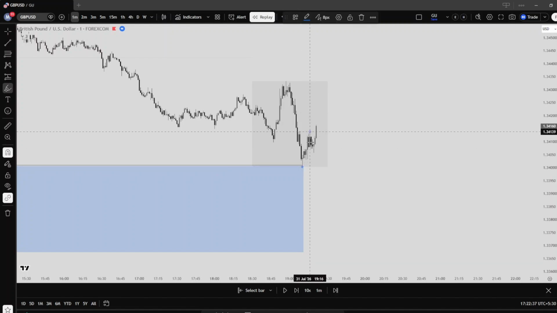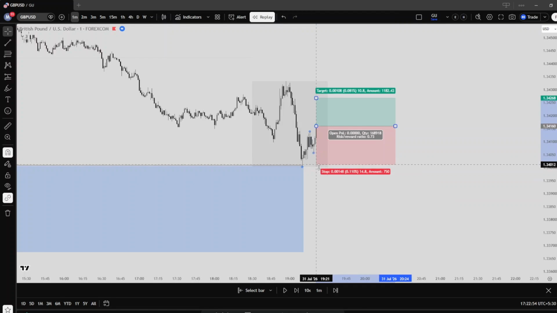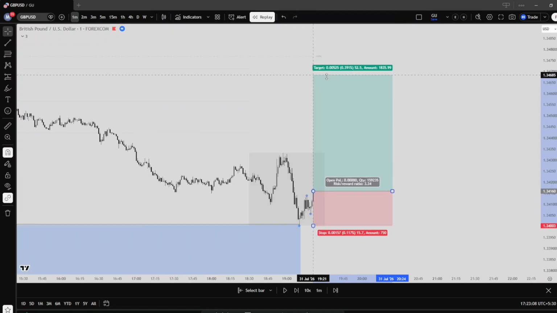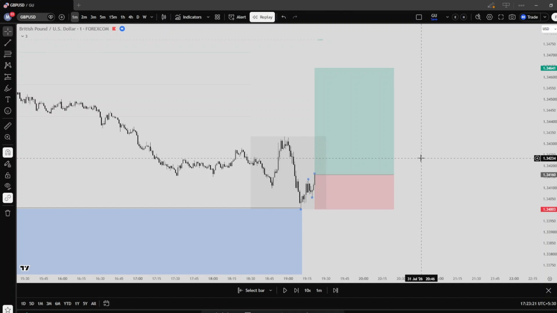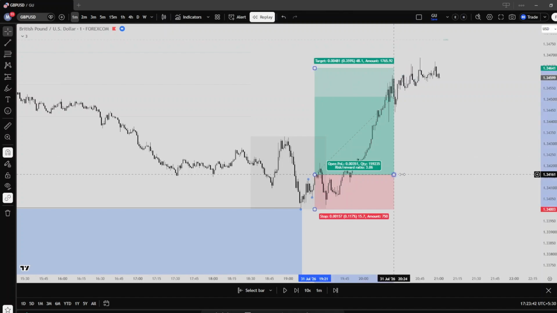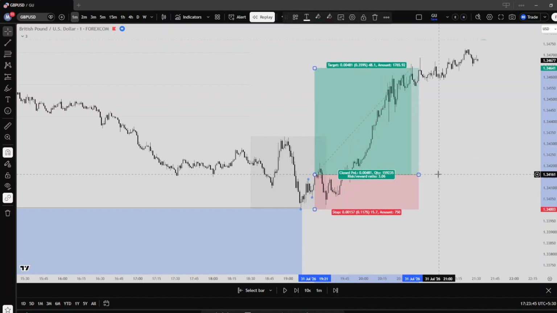So this is the two leg lower time frame confirmation. Our entry goes here, stop loss below the lowest point, targeting 1:3, and let's resume the price action. Price almost took our SL but it didn't. And then boom, there you go, 1:3.